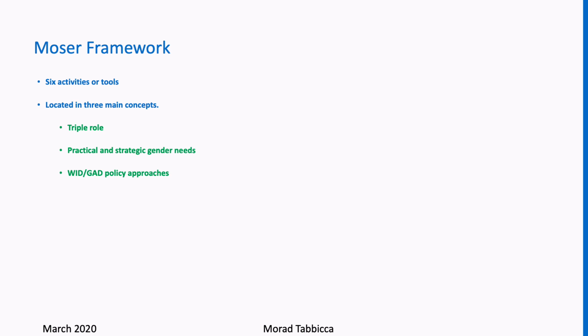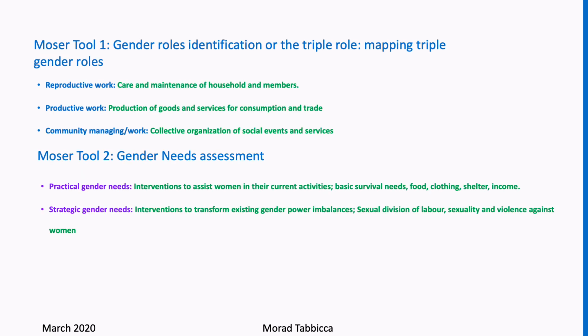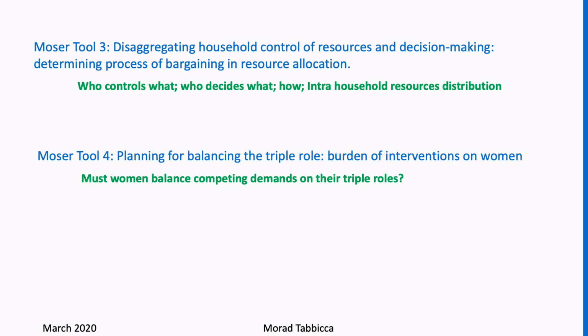Now, the MOSA framework, also known as the Levy framework, is comprised of six activities or tools. The major concepts in this framework are the triple role, practical and strategic gender needs, and also the WID and GAD policy approaches, so women in development versus gender and development policy approaches. Then there is control over resources, and MOSA asks who controls what, who decides what, and how resources are distributed within the society. So, for example, if you look at agrarian societies in Ghana, you realize that women have use rights.